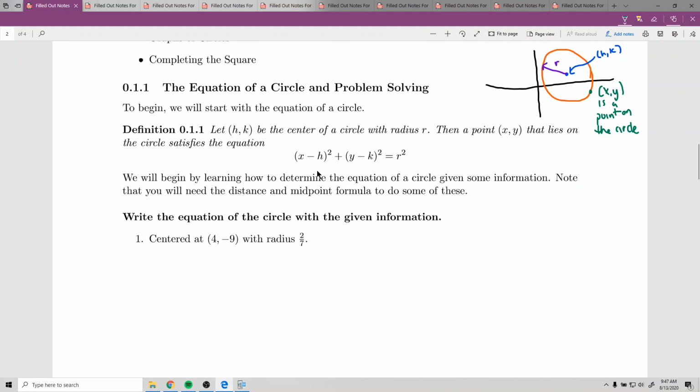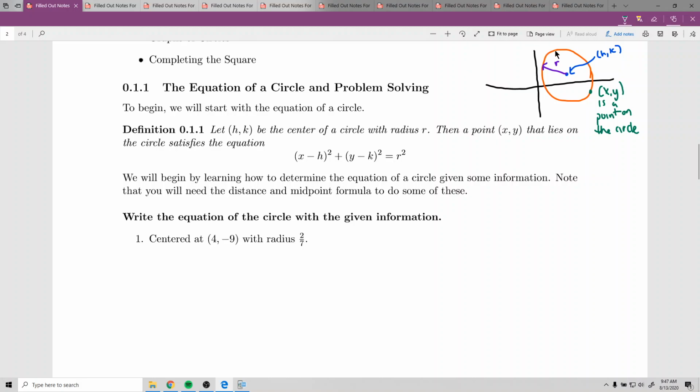All right, so you're familiar with the radius of a circle, I'm sure. You know what it means. The center of a circle is a special point, and then x and y is just any point that's on the circle.